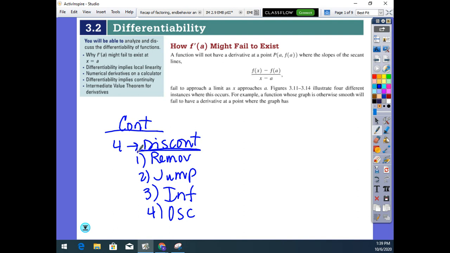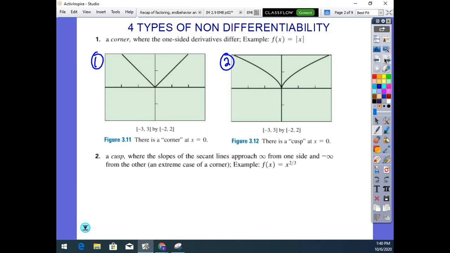When we talk about differentiability, there's also going to be 4 types of non-differentiability. Okay, that's a whole big mouthful, but it's just going to be like this stuff. We're just going to do the same thing again for differentiability. All right, so the first type of not differentiable is a corner. Absolute value is an example where it is not differentiable.